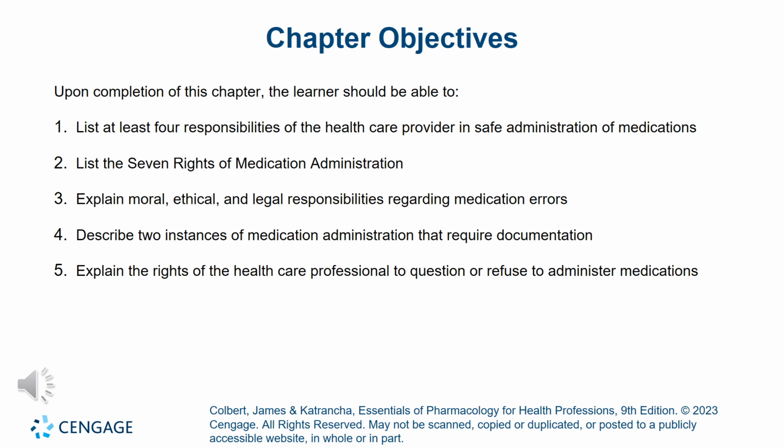Upon completion of this chapter, you should be able to list at least 4 responsibilities of the healthcare provider in safe administration of medications, list the 7 rights of medication administration, explain moral, ethical, and legal responsibilities regarding medication errors, describe 2 instances of medication administration that require documentation, and explain the rights of the healthcare professional to question or refuse to administer medications.